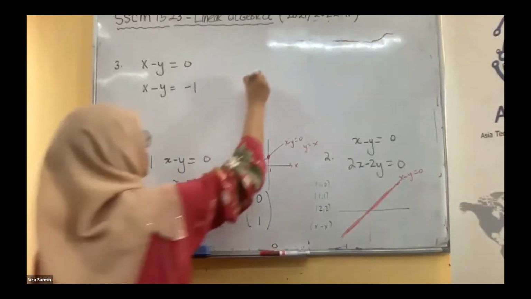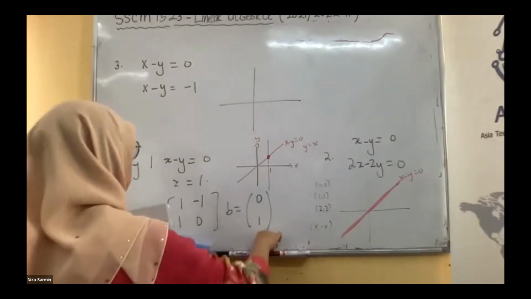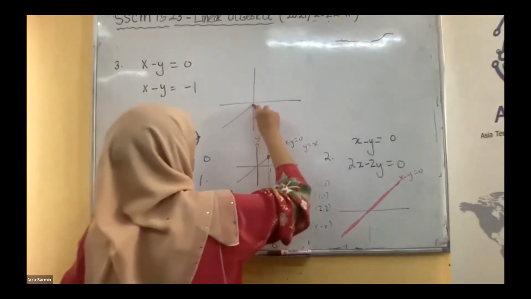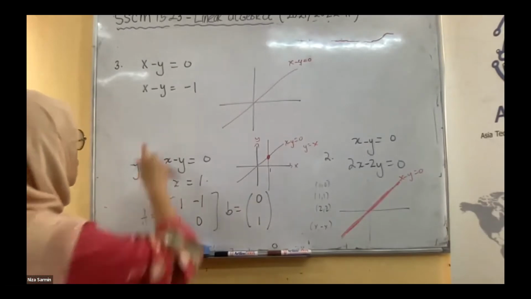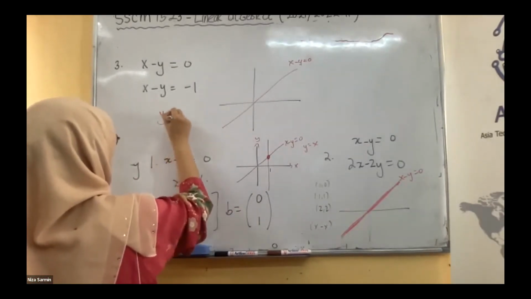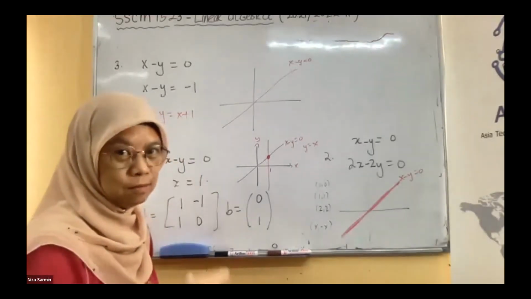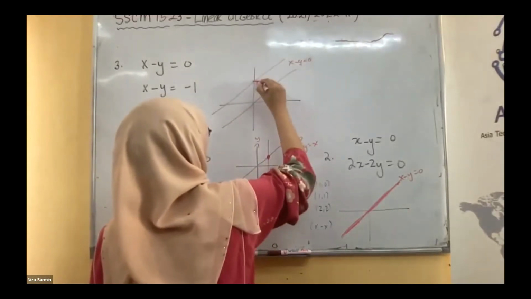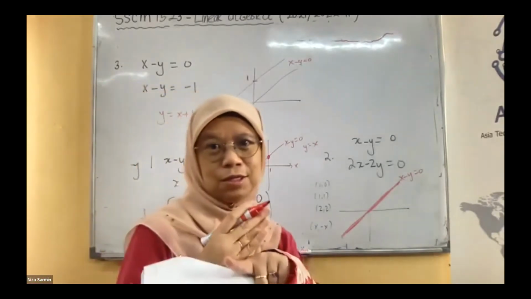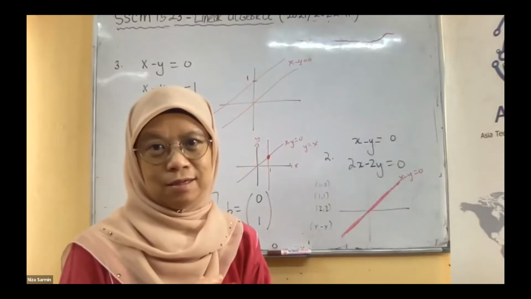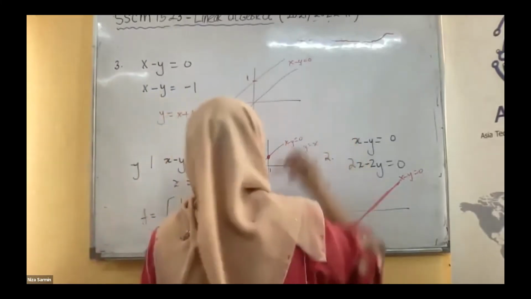Okay, if you draw, x is y, right? X is y, so x minus y is 0. And this is y is x plus 1, right? Y is x plus 1, meaning it goes up, right? At 1. So do you have a solution? Do they intersect? They don't intersect. They are parallel, right?